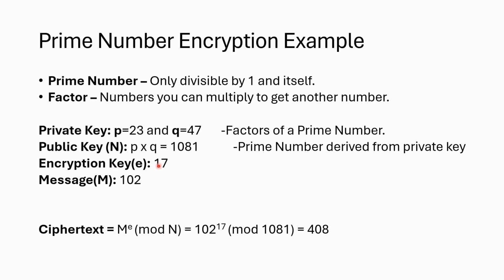And then we have an encryption key. We add this little encryption key. Then our message we're sending is 102. So we have an equation down here. Our ciphertext is created by taking M raised to E mod N, and that's our equation. Then I wrote it out here. So that'd be our message 102, encryption key 17, mod 1081. Remember, N is our public key, so everyone gets that. And then this is the message we're sending, the ciphertext 408. So let me go to the next slide, and we can talk about what all this means.